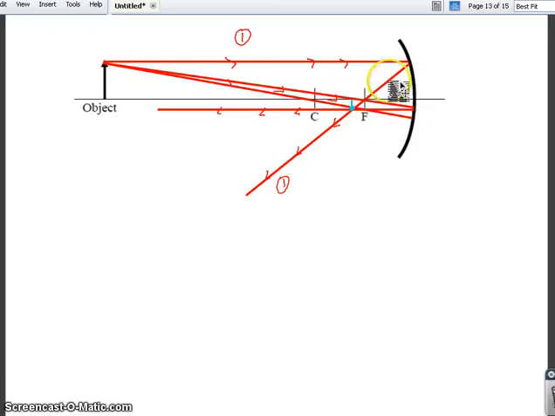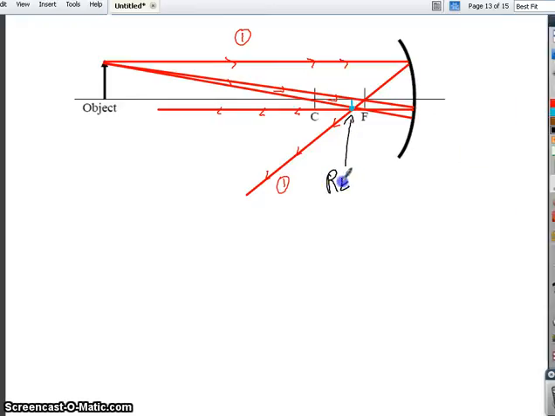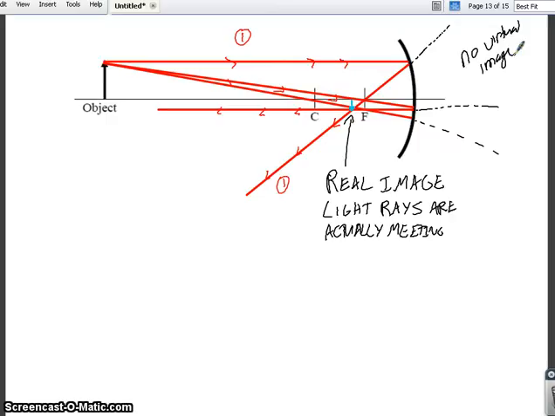So all the light rays are going to converge below the principal axis. This is what we mean when this is going to be a real image, because light rays are actually meeting here. And you can see, if we extend these out, if I draw the extension of these reflections, these will never converge, so there's going to be no virtual image in this situation.